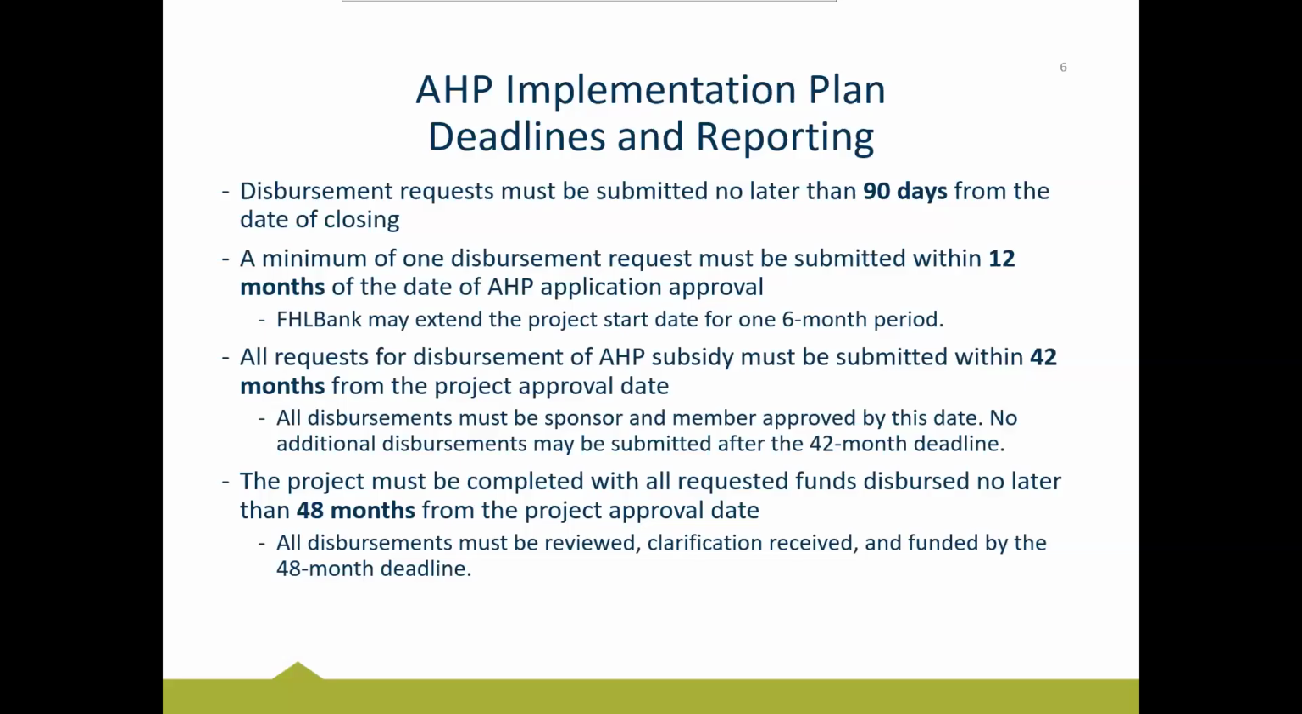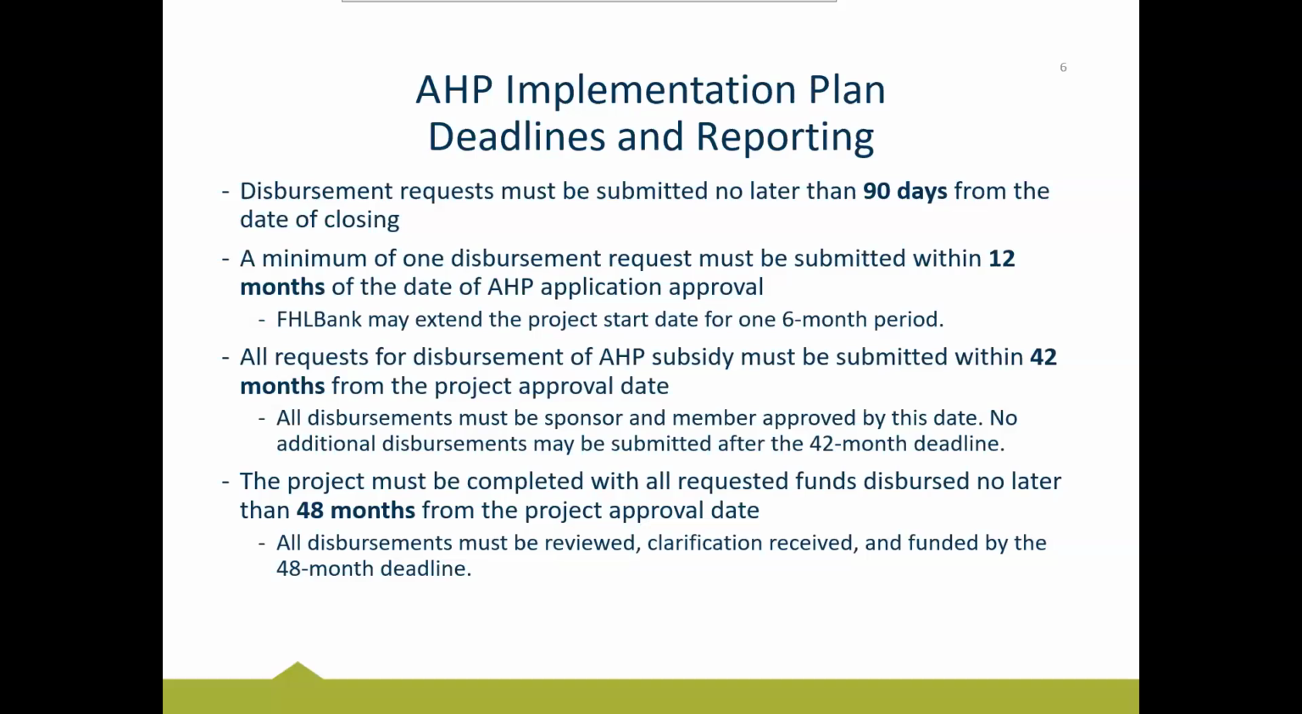So when we're talking sponsor approved, then an automated email is going to go to your member contact. And your member bank is also going to have to approve that disbursement request. So it needs to be both sponsor and member approved, and then it arrives on our desks here at the Federal Home Loan Bank. So when we say 90 days for submission, it needs to be 90 days between the closing date and the submission and our receipt of that disbursement at the Federal Home Loan Bank.